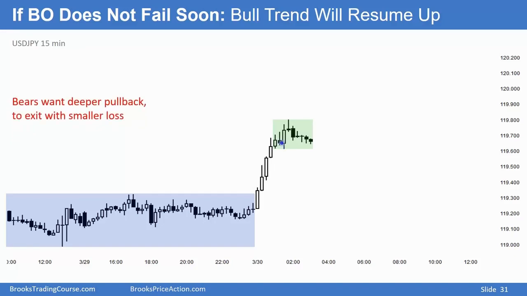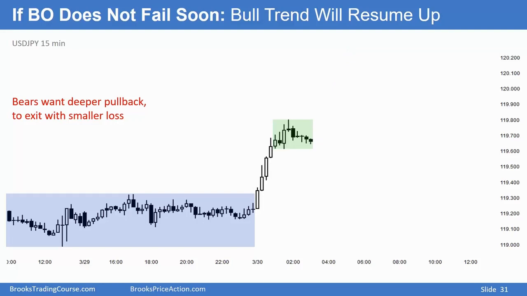And when you get a pullback like this, a lot of times the bulls will wait 5 or 10 bars to see how low the bears can drive the market. The bulls want to buy. They'd like to buy down here, but they'll buy for any reason. And if the bears are not successful in lowering the price after about 5 or 10 bars, the bulls will just buy at the market, or they'll buy above bars with a stop, betting on a second leg up.